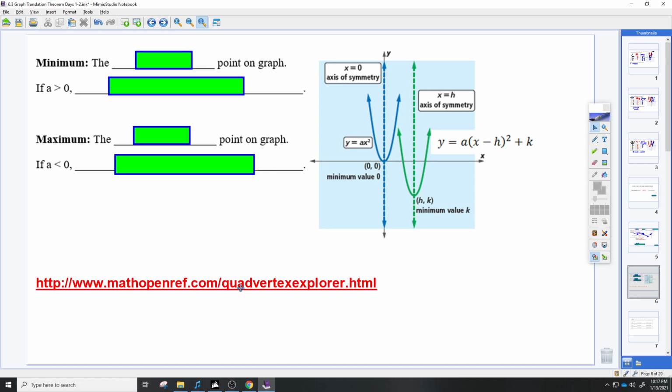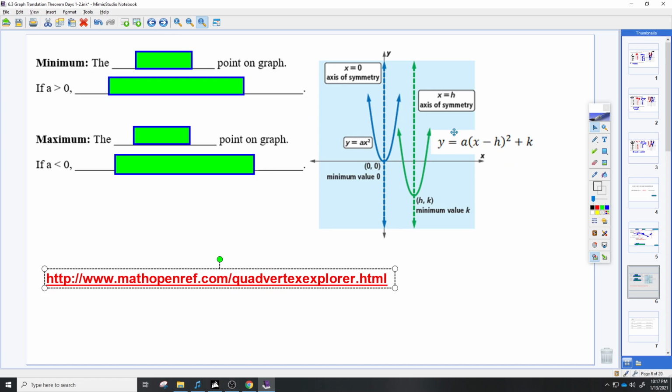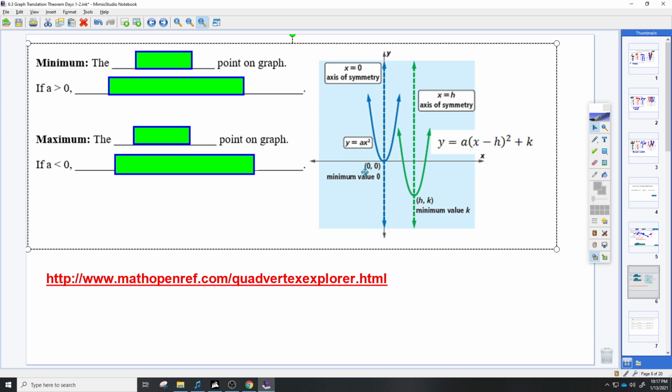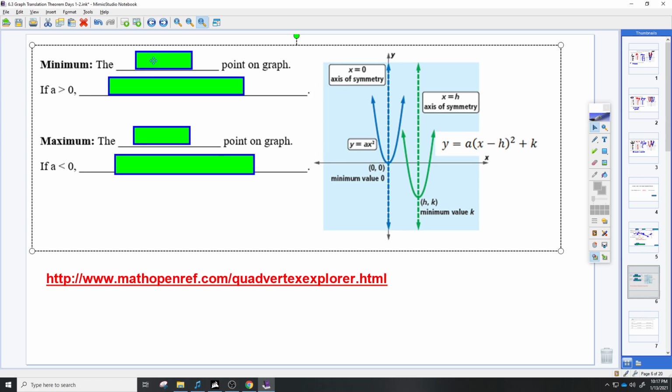All right, last thing, and then I'm going to show you a website that you can mess with this kind of standard form, or the vertex form. Everything here is also labeled for you. You have x equals 0. Here's the axis of symmetry here. Here you have x equals h. We have a minimum value, a maximum value. So that's the next thing we have to talk about, a minimum and maximum.